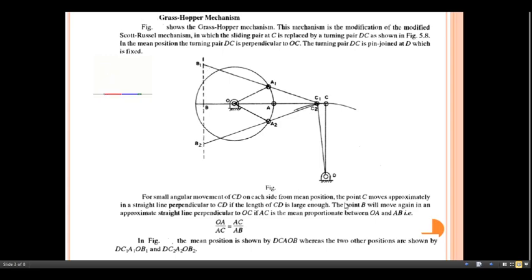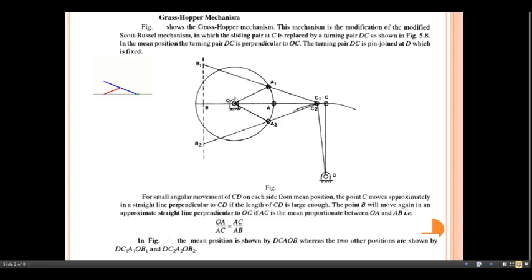Now in this case, the point B will move again in an approximate straight line perpendicular to OC, if AC is the mean proportionate between OA and AB. So AB is here, OA is here. Now we can get a ratio like this: OA by AC equals AC by AB.